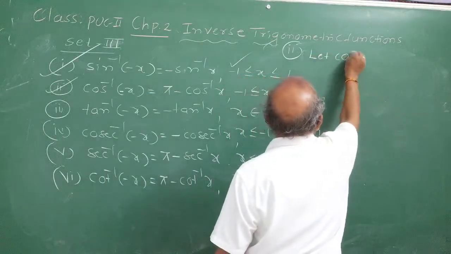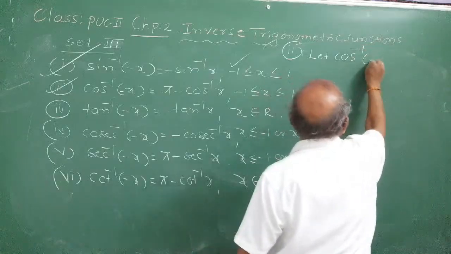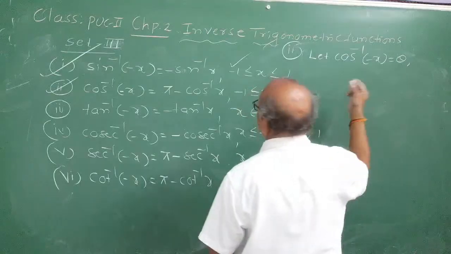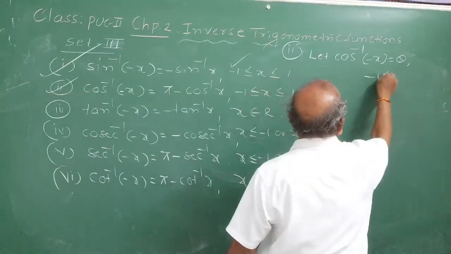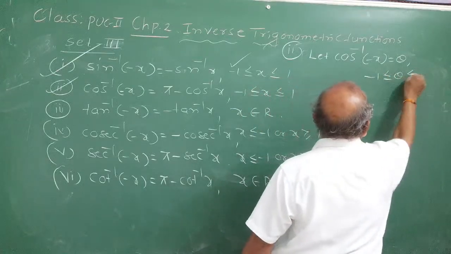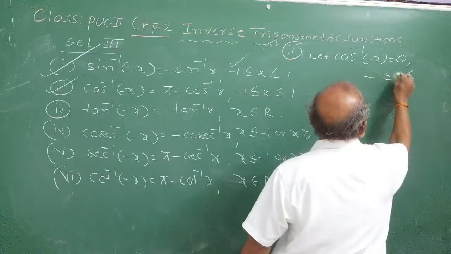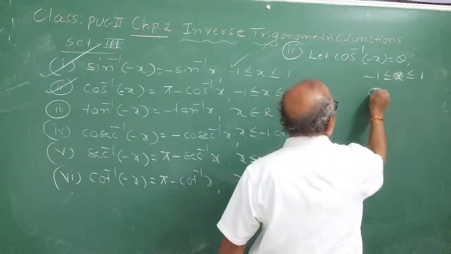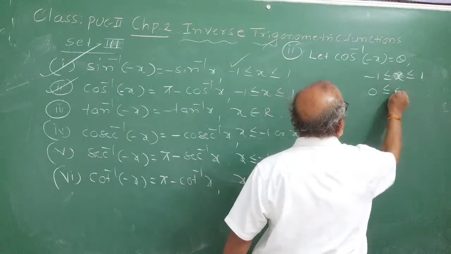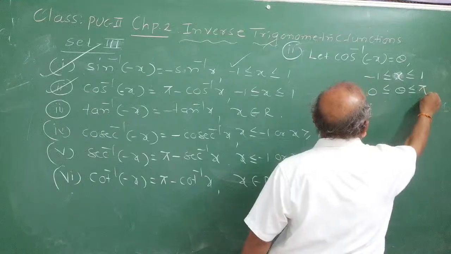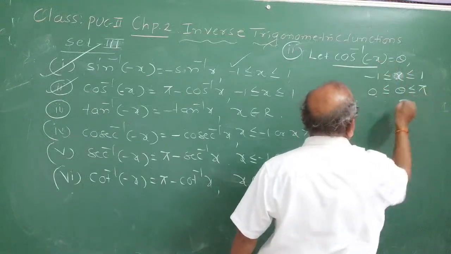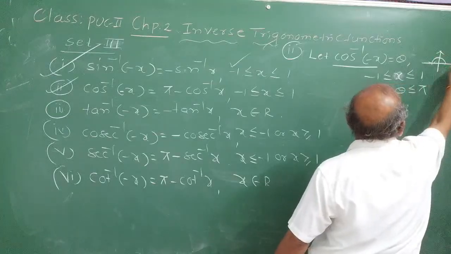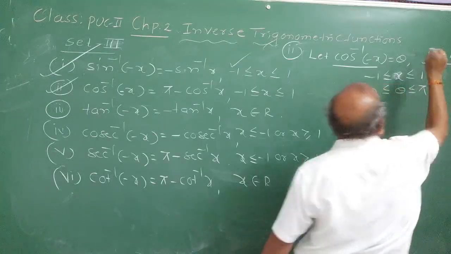Remember, let us start the proof of it. Let cos inverse minus x is equal to theta. What is the restriction given to you? Minus 1 is less than or equal to x, x is less than or equal to 1. The values are 0 is less than or equal to theta, theta is less than or equal to pi, because cos inverse exists in first and second quadrant.